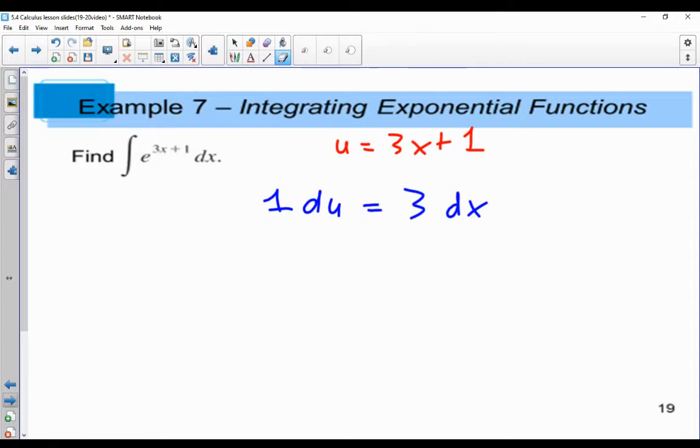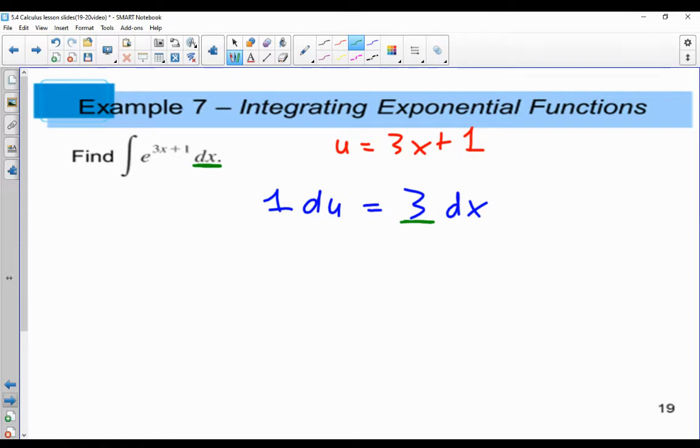Now, I'm going to leave it as 1 du for now. You'll see why in a moment. But now take a look. Here, I just have regular dx. I don't have 3 dx. I need to get rid of that 3 somehow.